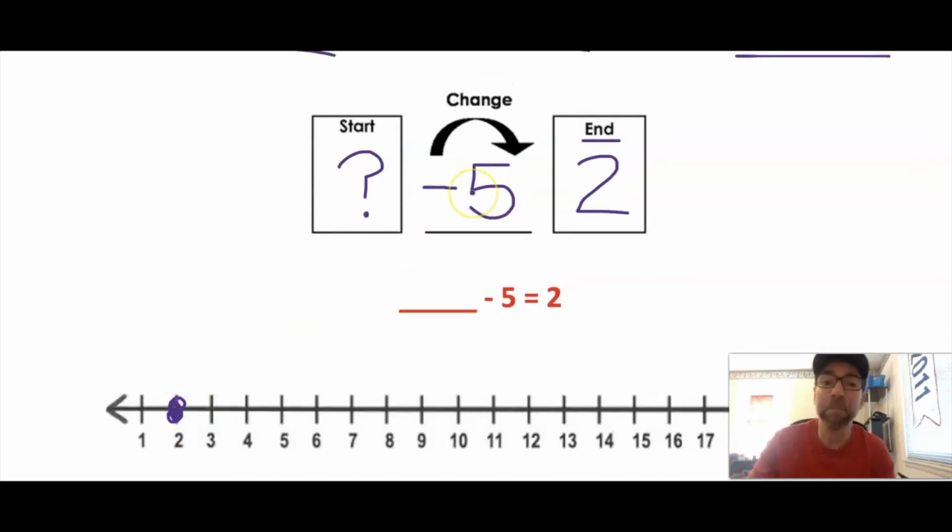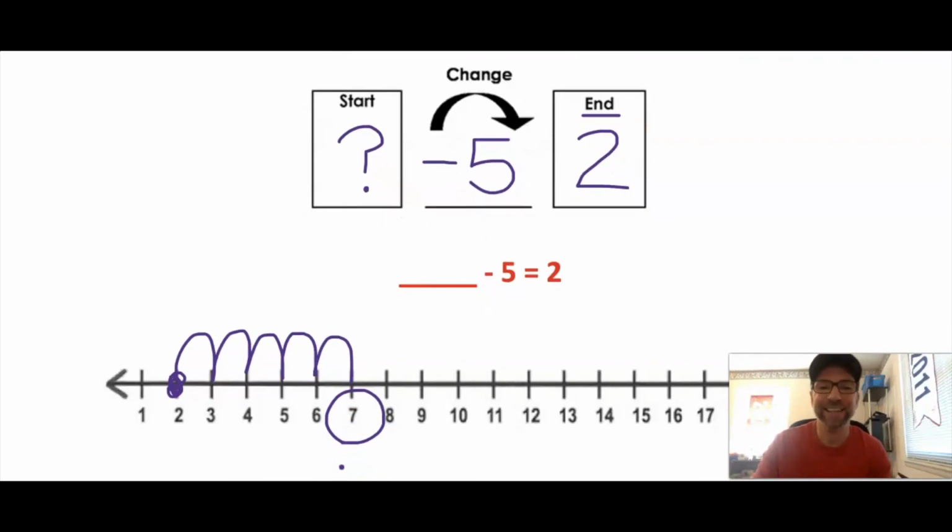Now, we had to count back 5, but because I'm doing my problem in the opposite way, I'm not going to count back 5. I'm going to count up 5 to find out where I started. So let's hop up 5. 1, 2, 3, 4, 5. Where did we start? Did you land on 7? 7 count back 5 equals 2.